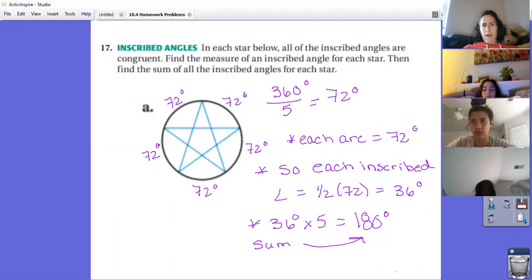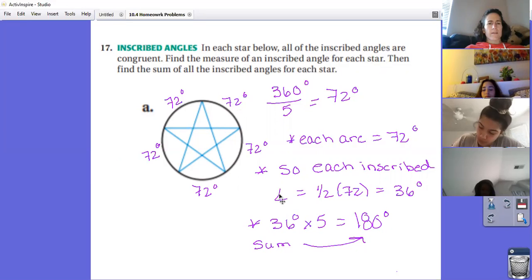All right, so let's look at 17. The main thing to understand is what they tell you up here: all of the inscribed angles in this star are congruent to each other. So basically the points of the star where you see angles, all of those angles are congruent. What that means is that all 5 of these arcs that make up this circle are congruent as well. So I said, there's 360 degrees in a circle divided by 5 congruent arcs, and that gives me that each arc is 72.